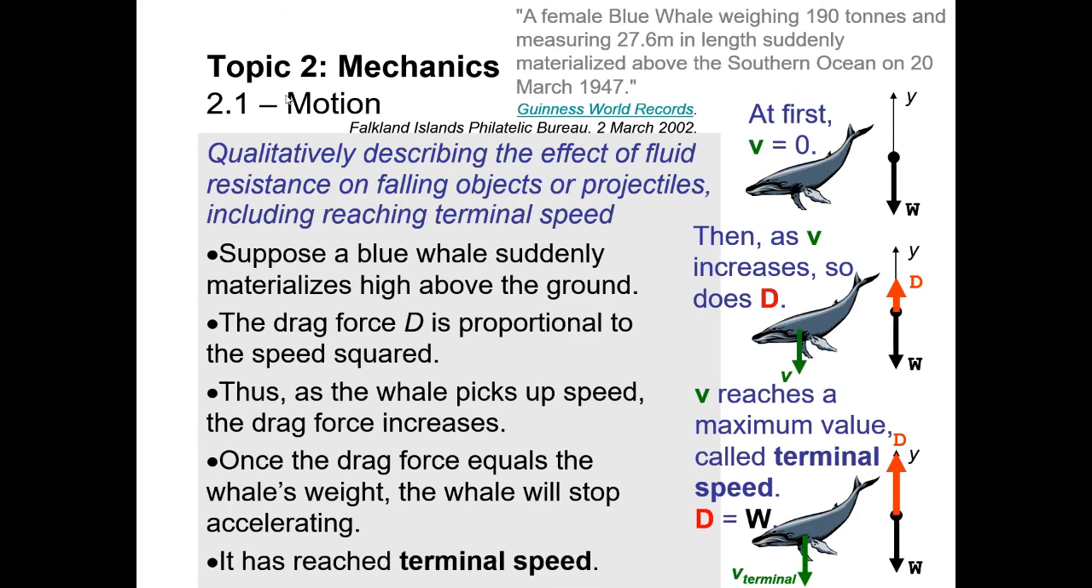So at first, the velocity equals 0, and the only force acting is the weight. Drag force D is proportional to the speed squared. As the speed increases, drag force increases too. Once the drag force equals the weight, the net force equals 0, and acceleration is equal to 0, and the object reaches terminal speed.